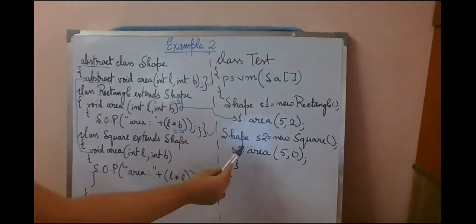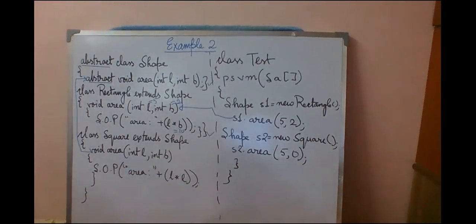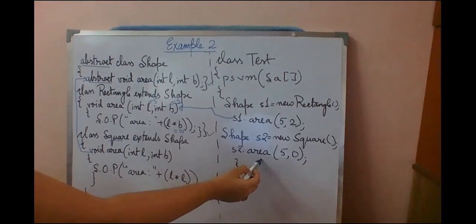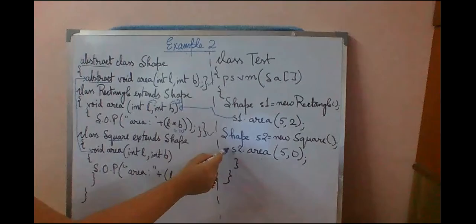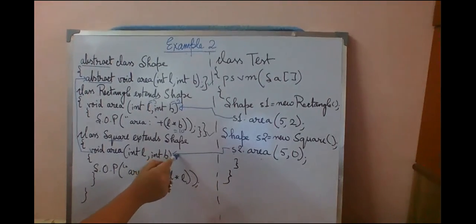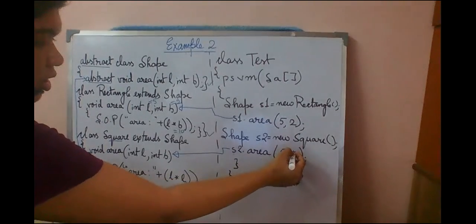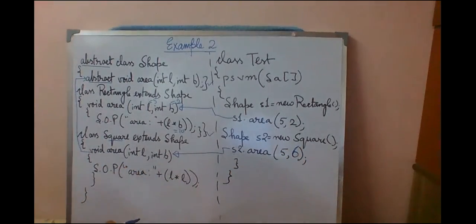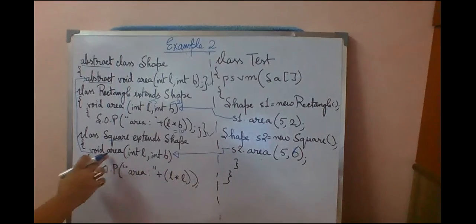Next, what we have done: Shape S2 equals new Square. So we are creating an object S2 using the constructor of the square class, which has extended the abstract class Shape. And using that object, we are calling the method area and passing the parameters 5, 0. Why have I passed the parameter 0? Because anyway, we are not going to use the breadth. So even if you pass 6, not 0 but 6, it will still give whatever area it calculates out of 5 square.